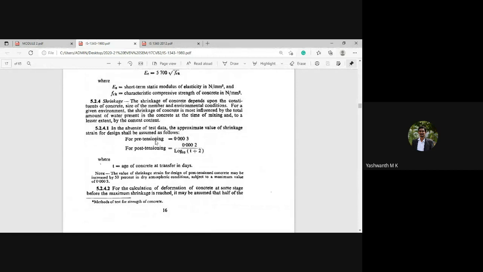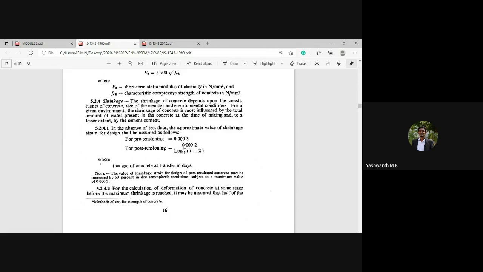So now coming to these things, you can see the loss of pre-stress due to shrinkage of concrete. As specified, the loss of pre-stress due to shrinkage of concrete will be given by epsilon cs into Es. In the 2012 code we are not using these formulas, but even today we are following certain formulas, and they are not specified in the 2012 code. So they have given experimental data.